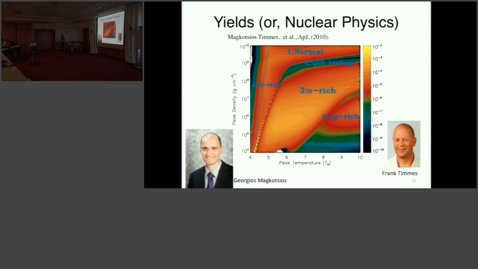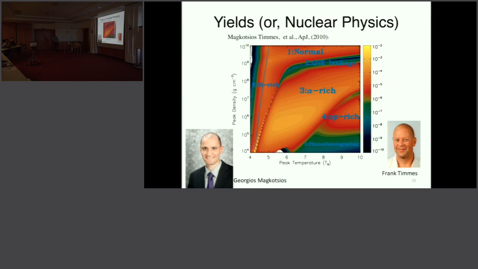So there was a study done by Georgios Magkotsios with Frank Timmes, where they assumed the material got shocked, heated up, and then decayed with this power law decay, and they asked the question, what am I producing for titanium for different peak temperatures of that shock and densities at that peak temperature. So they say, okay, get shocked, heated to some peak temperature, say 6 times 10 to the 9 Kelvin, and at that temperature it had a 10 to the 6 gram per cubic centimeter density, and then they let it decay and ask how much titanium they produce. One of the things they found is there are a lot of different regions where the conditions are different in the scenario, and that changes how the titanium is produced.